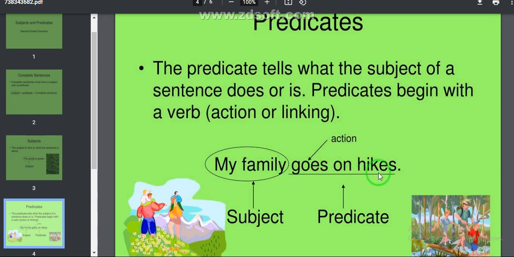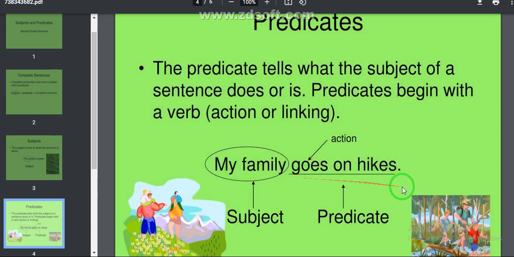Okay, to find the predicate, you should ask yourself, what do they do or what happened in the sentence? Where's the action? Bravo, goes on hikes. So goes on hikes is the predicate. And as you can see, it starts with the verb. Where's the verb? The verb is goes. From the verb till the end, all of this is the complete predicate. When I say predicate, I mean the complete predicate.